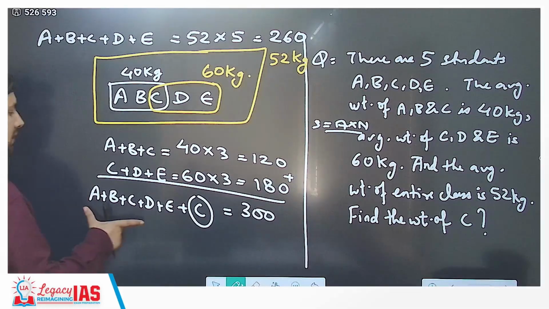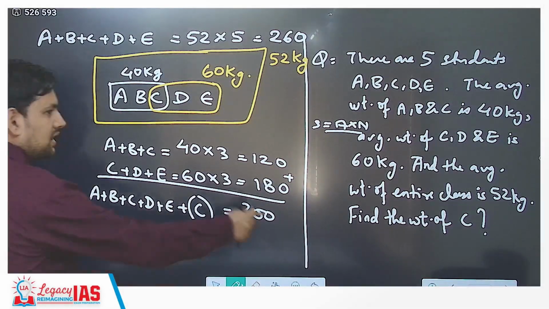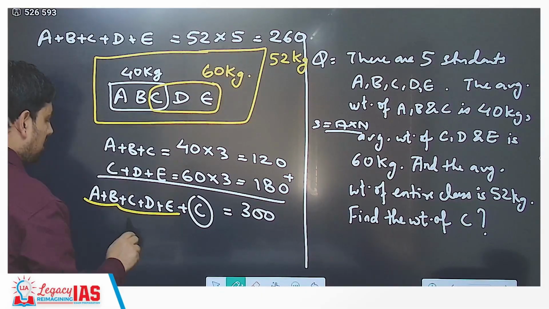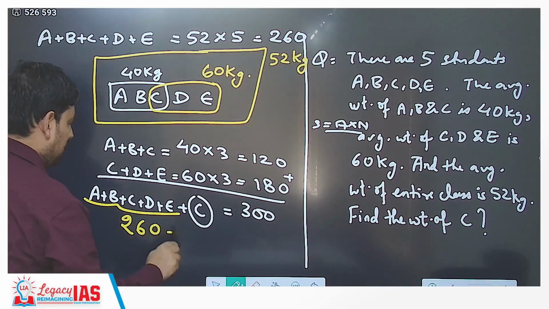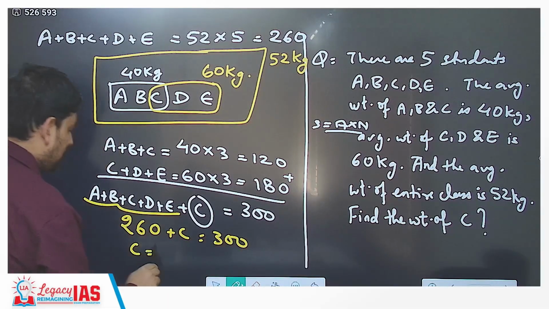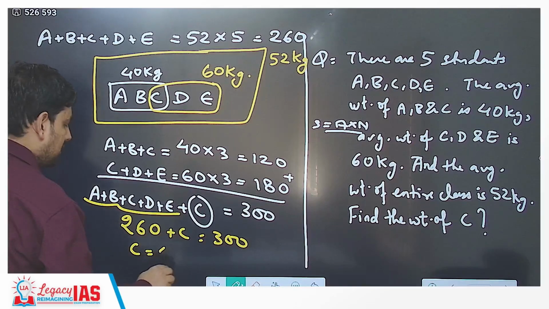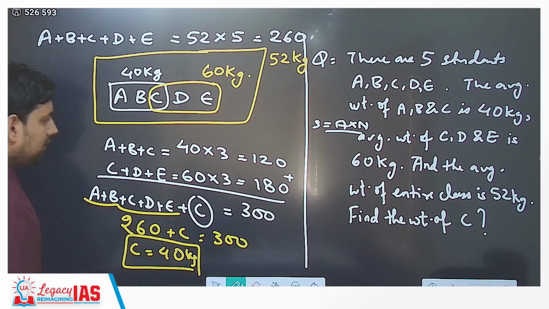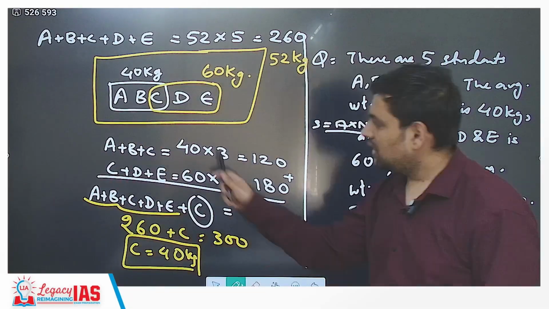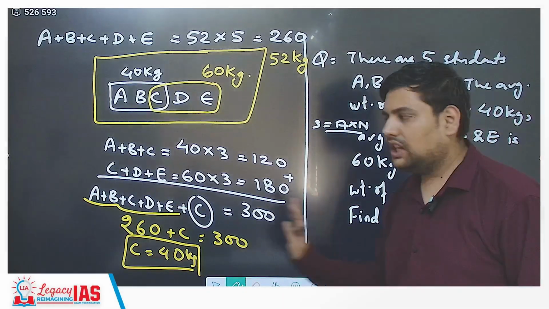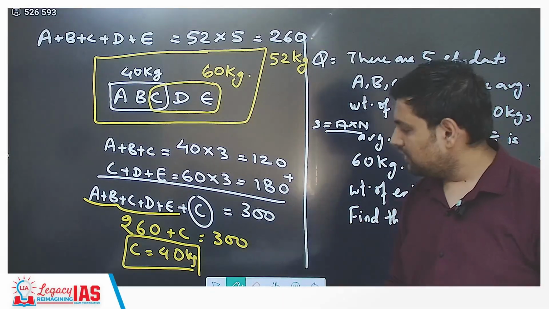Now here what you have, this whole sum plus C is equal to 300. So in this place I can write 260 plus C is equal to 300. So C will come out to be 300 minus 260, that is 40. So you can tell the exact weight of C, or whatever is getting repeated. Only that you can tell exactly. You cannot tell the exact weight of any other person. So in this way you can get 40.